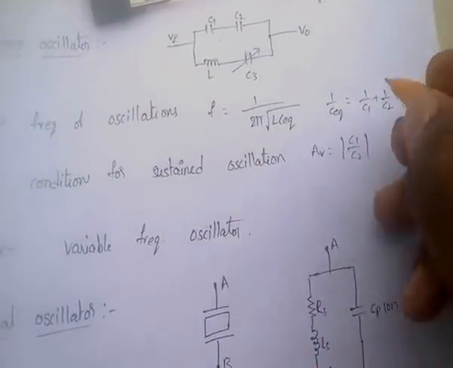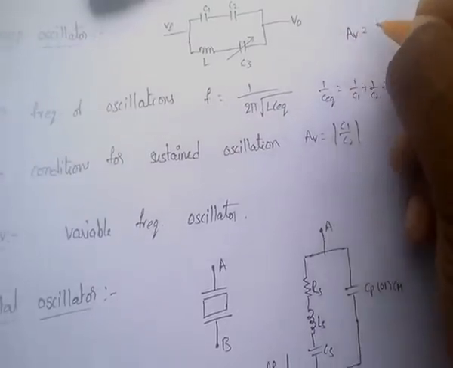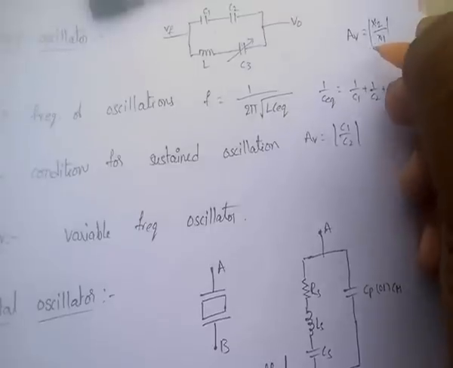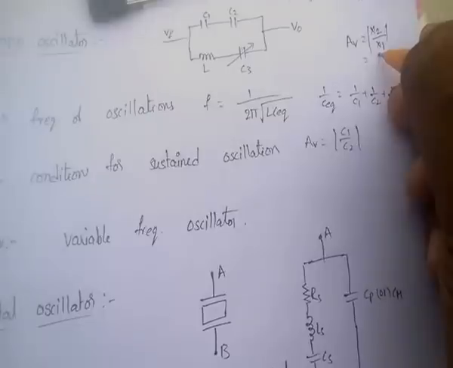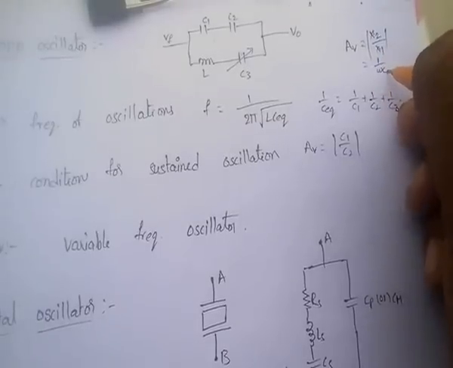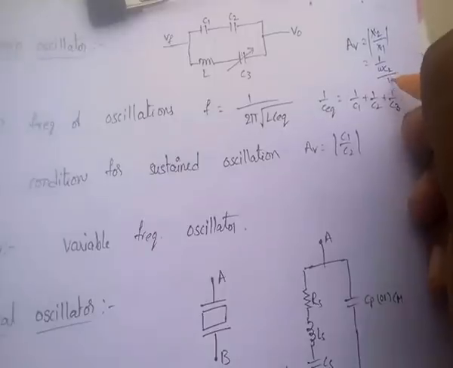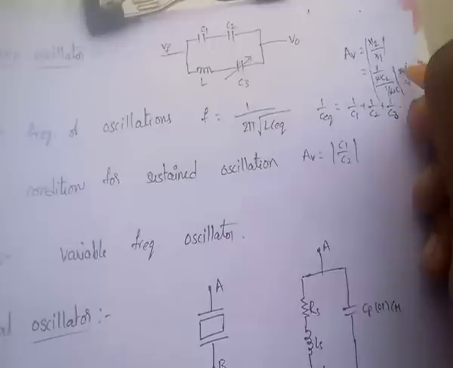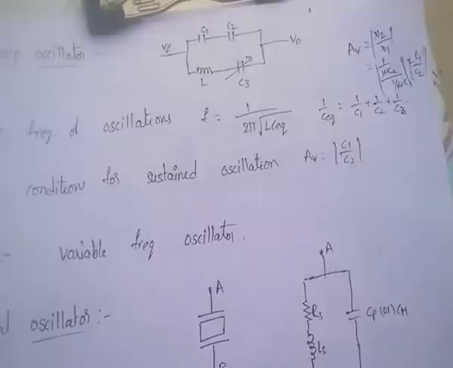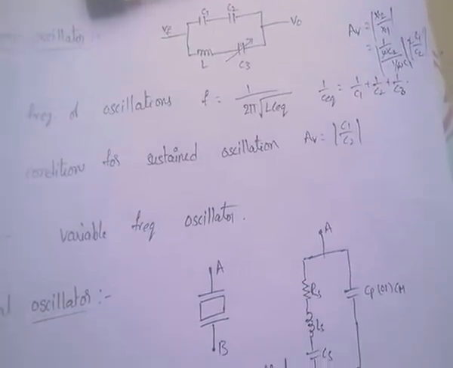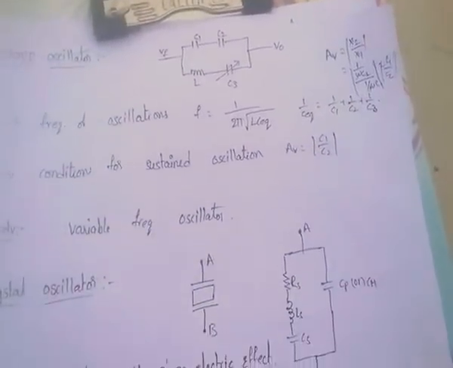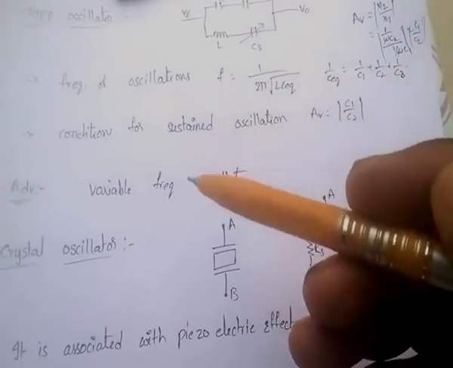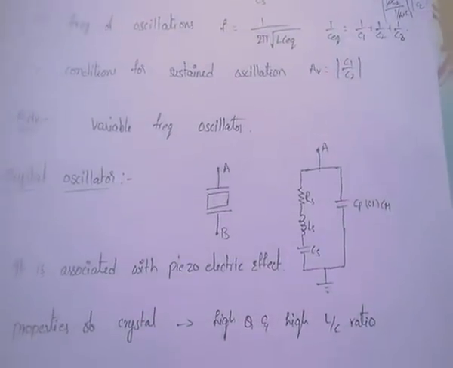mod C1 by C2. Actually, we know that AV equal to, in case of LC oscillator, X2 by X1, that is here X2 equal to 1 by omega C2 by 1 by omega C1, omega cancels, that is C1 by C2. Okay, condition for sustained oscillation is C1 by C2. Okay, and it is a variable frequency oscillator because it has a variable capacitor, so we can change the frequency by using this variable capacitor. So it is a variable frequency oscillator.